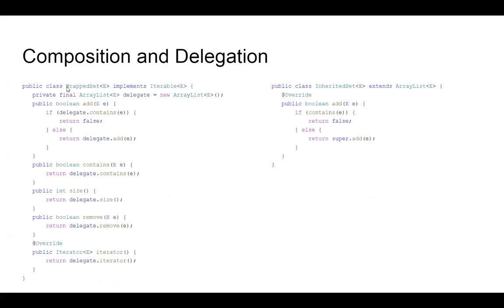In this situation, I've made a wrapped set. I want you to imagine that Java doesn't come with a set, and we want to make a wrapped set. I'm going to use as my implementation an array list. So I'm going to delegate all of the responsibility off to the array list when I can, and I'm just going to build add such that it checks first to see if it contains it, right?